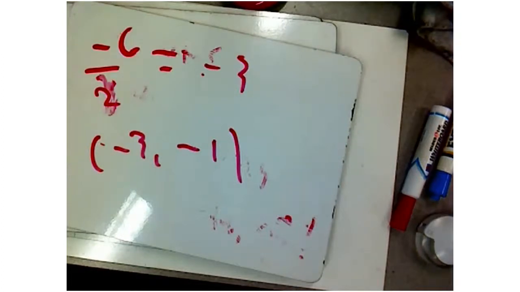Then you can use your famous distributing. What's x times 6 minus x? What's 6 times x? 6x. Minus x squared. So 6x minus x squared equals 10.